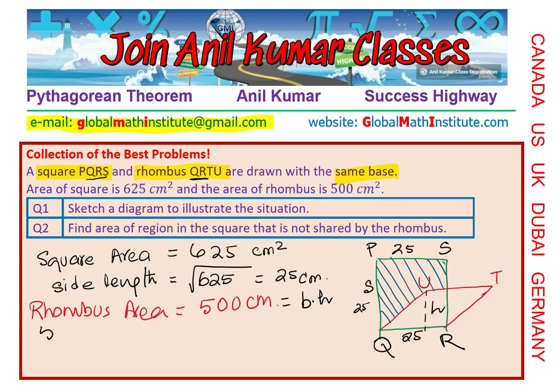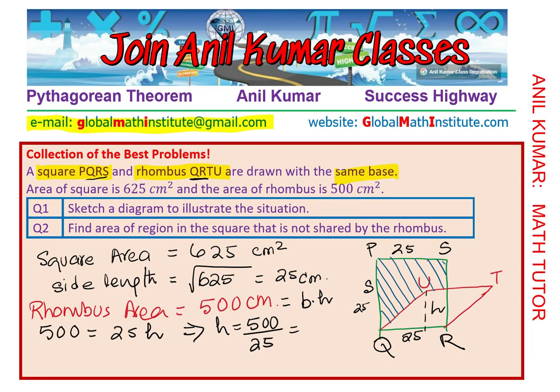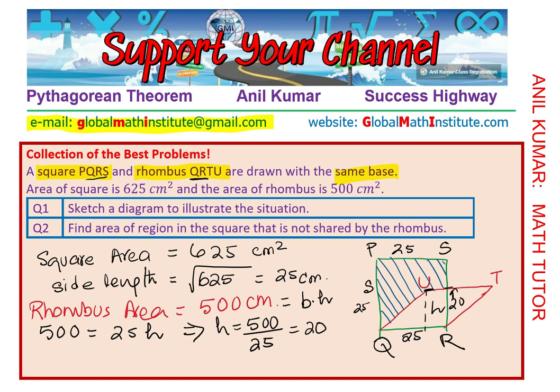So in this case, we can write 500 is equal to base of 25, times height of h. So from here, we can calculate the height. So height is 500 by 25, which goes 20 times. So height is 20. That means this much height is 20, and this is 5.